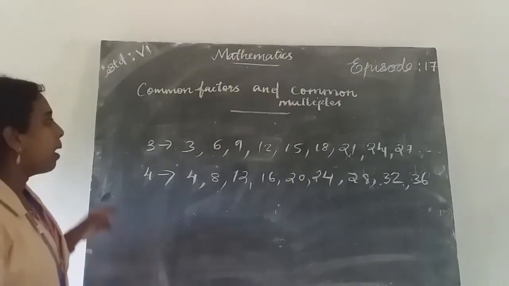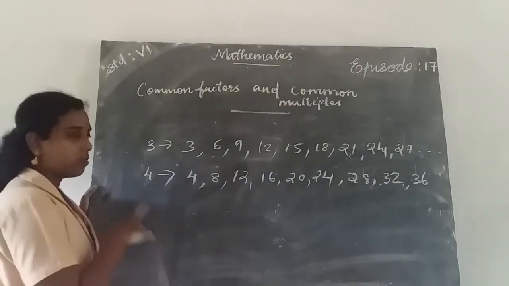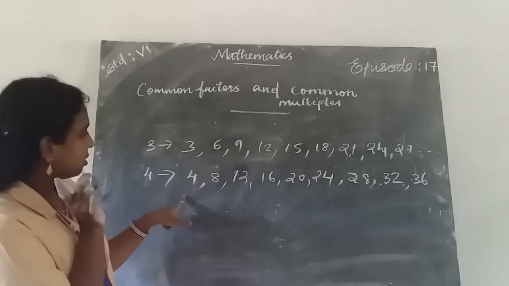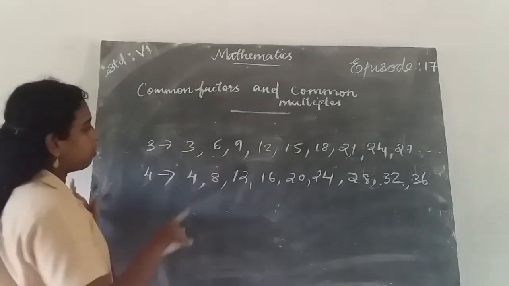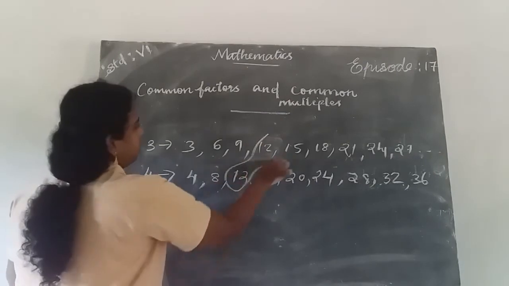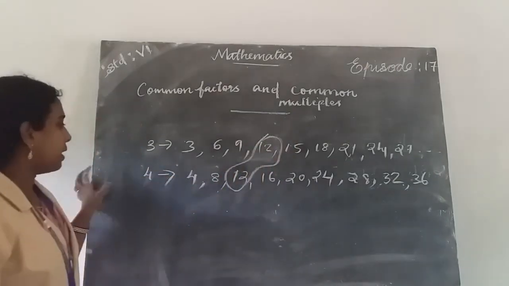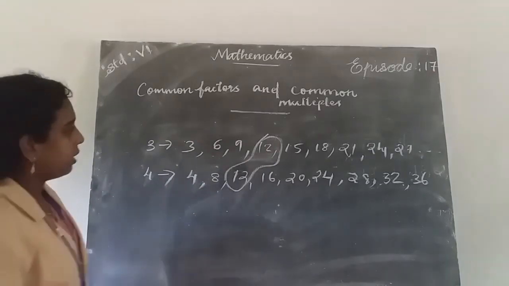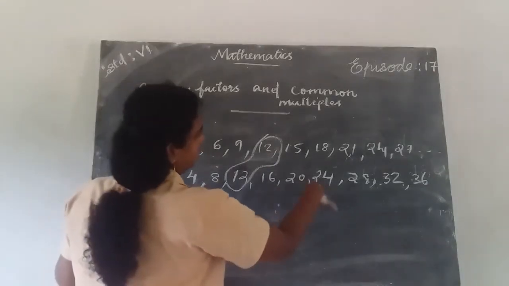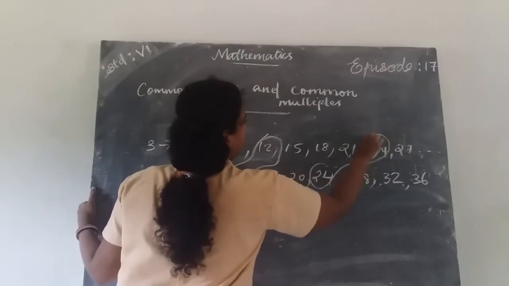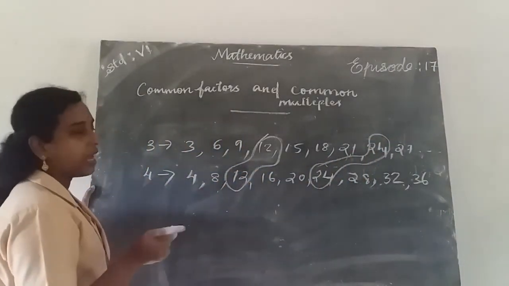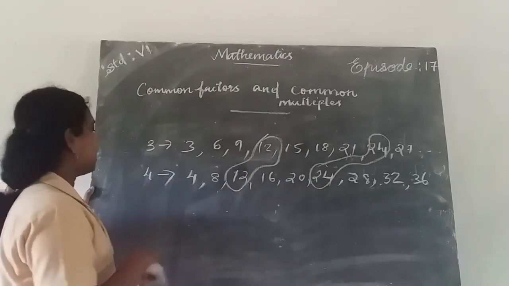Then find the common multiples from this. Okay, here the common multiples are 3, 6 is not a common multiple, 12. 12 is a common multiple because 12 comes in the multiples of 3 and 4. And next one is 24. 24 is a common multiple. Like that, you can find the common multiples of these two numbers less than 100.